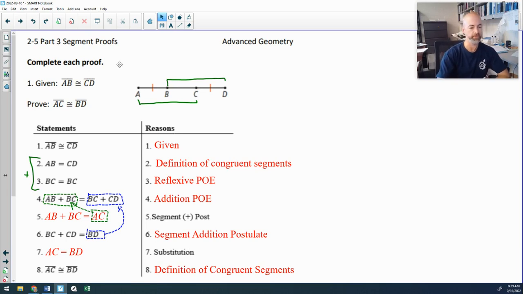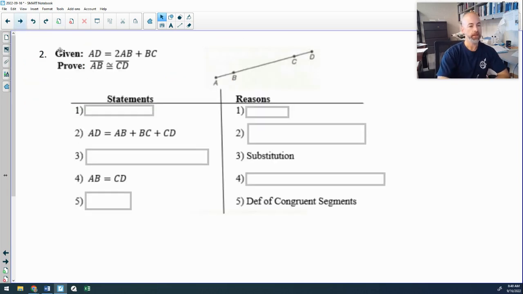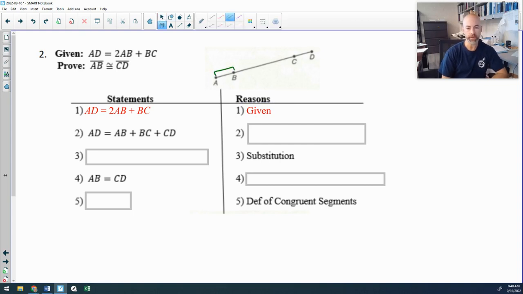So there's your first proof with segments. And we're going to go through 6 of these. So number 2, another fill in the blank proof, which is kind of nice. Step number 1 is going to be the easiest. I'm just going to go ahead and show you that one's going to be the given information. All right, so the given information is that AD is equal to 2AB plus BC. Our ultimate goal is to show that AB is congruent to CD. That's what I want to show. And I'm just looking at those and I'm trying to think how that's going to happen, but I want to be aware of what my target is in the end.